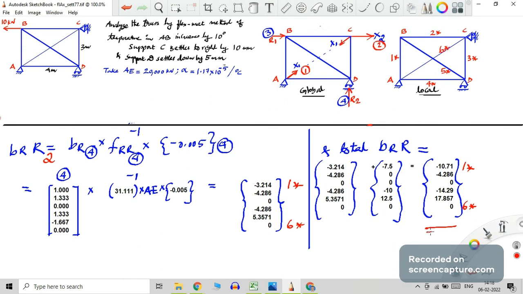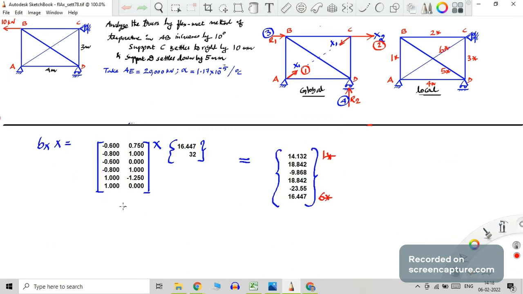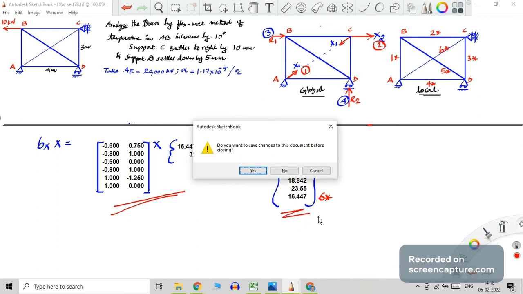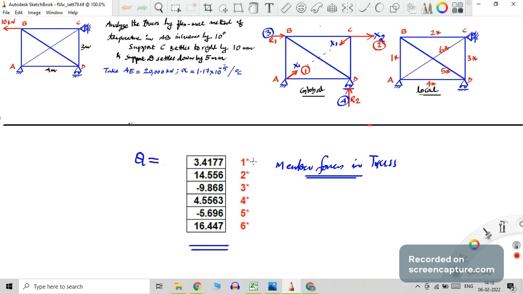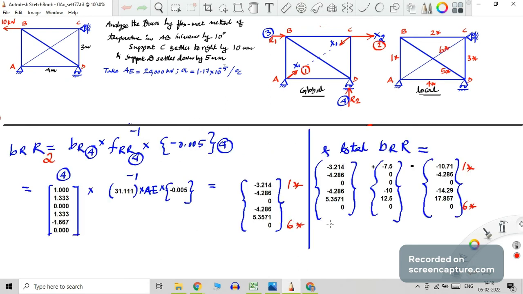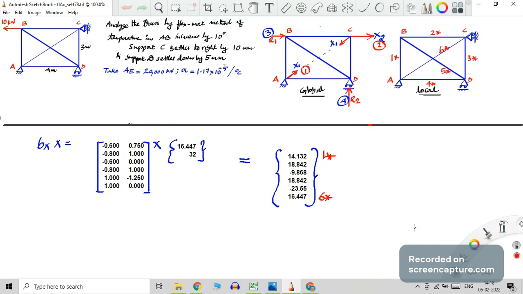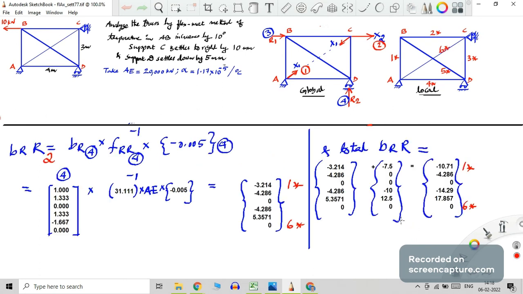So this BRR will be added to BXX. BXX, as you know, we have done it: BXX 2 by 2, 2 row, etc. No modification. So you get BXX, then if you add this BXX to the previous BRR, that is this BRR, this is BXX, this is BRR, add them.